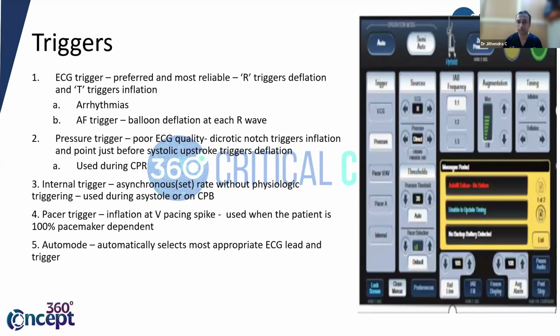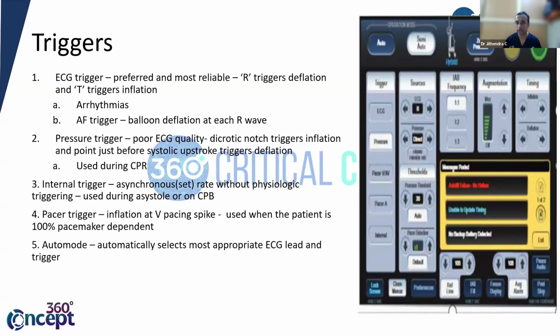The next commonly used trigger is the pressure trigger. I told you if there are some tachyarrhythmias, sometimes you can change the trigger to pressure trigger and time it there. Whenever there is poor ECG quality, that is when we'll consider it. Sometimes you have a very sweaty chest, hairy chest, or your ECGs are not picking. There's some significant pericardial effusion and the amplitudes are very, very small. That is when you'll consider using your pressure trigger. Most commonly, whenever the ECG trigger is not working, that is when you go with the pressure trigger.